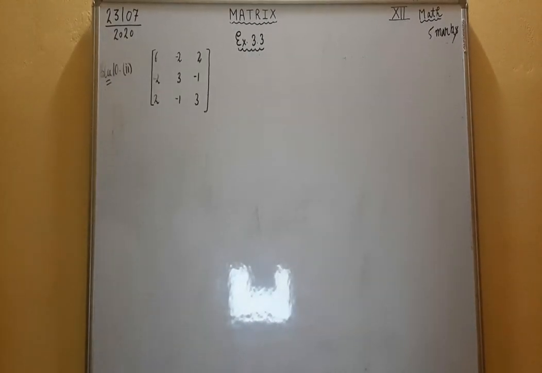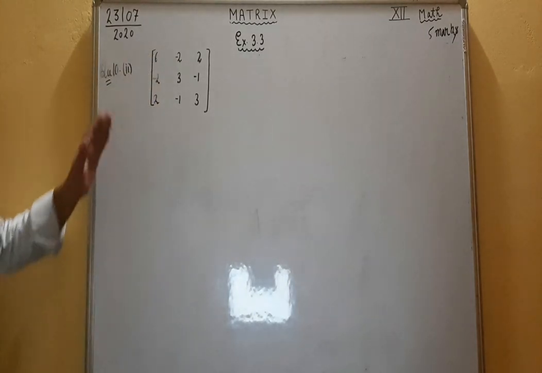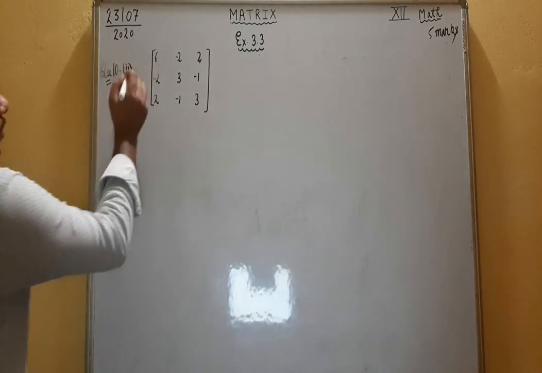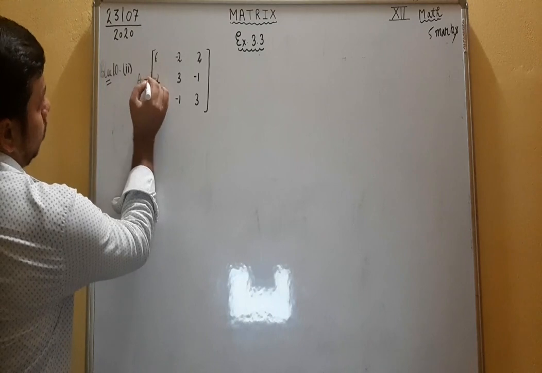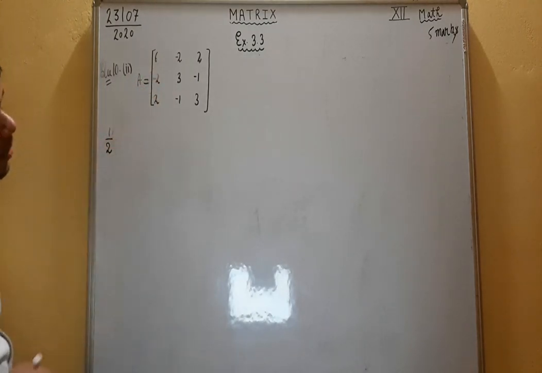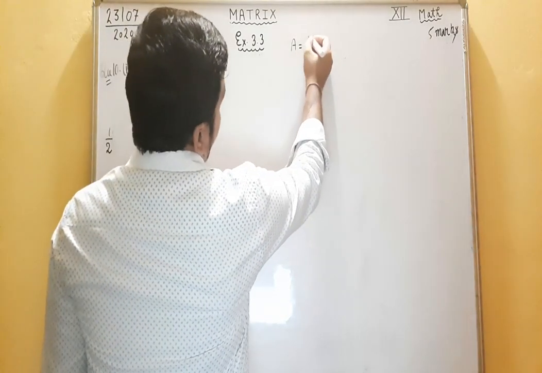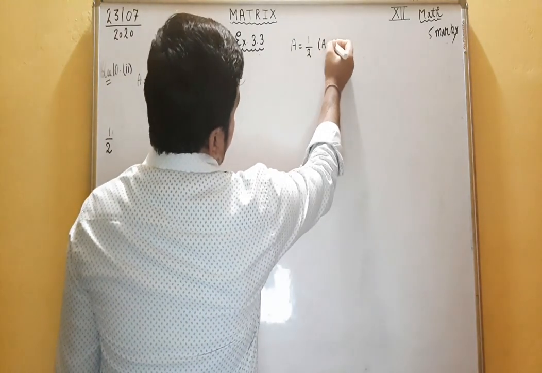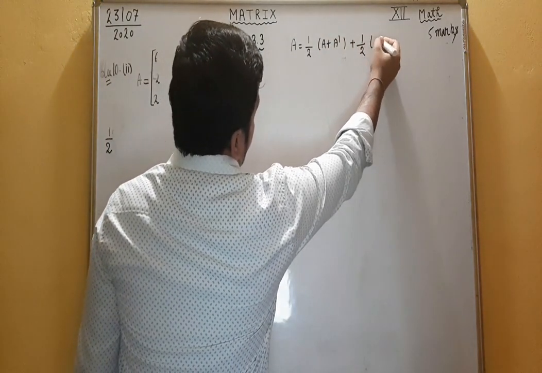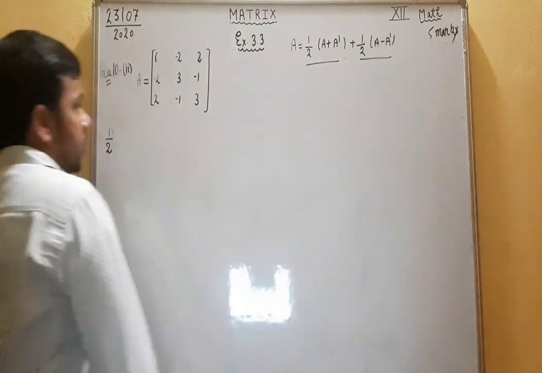I am doing the second part. In the second part, I have to express this as a sum of symmetric and skew symmetric matrix. Let us take it equal to A. You have proved in the theorem that A can be written as A is equal to half (A plus A dash) plus half (A minus A dash). Right? This part is the symmetric part, this part is the skew symmetric part.